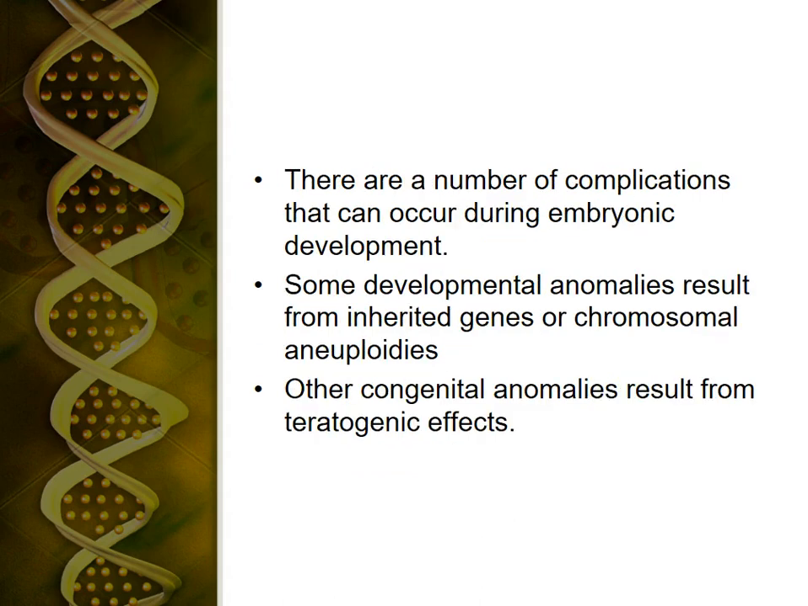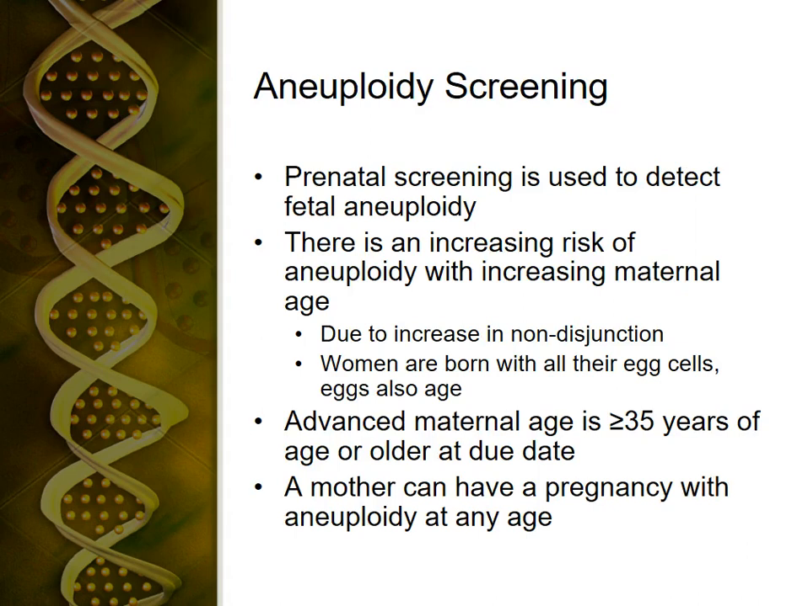There are a number of complications that can occur during embryonic development. Some developmental anomalies result from inherited genes or chromosomal aneuploidies. Others can result from teratogenic effects. In aneuploidy screening, prenatal screening is used to detect fetal aneuploidy. There is an increasing risk for aneuploidy with increasing maternal age. This is due to non-disjunction.